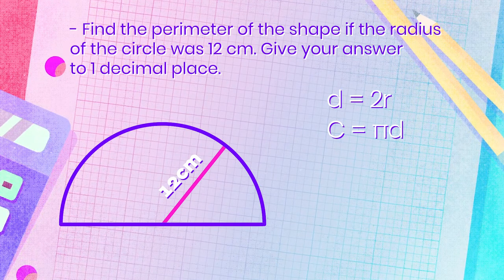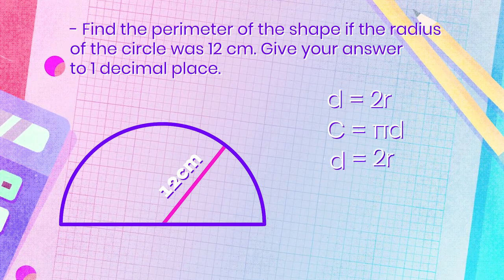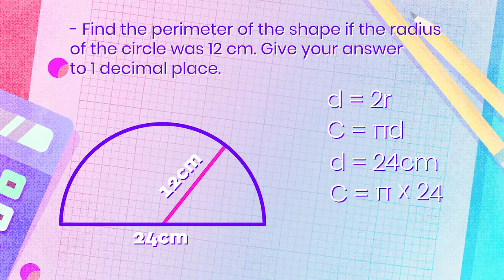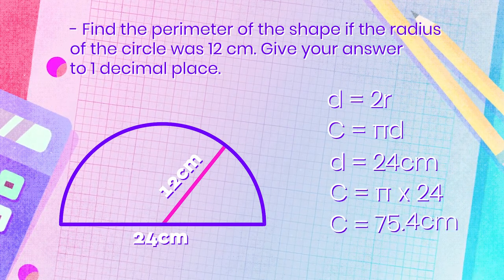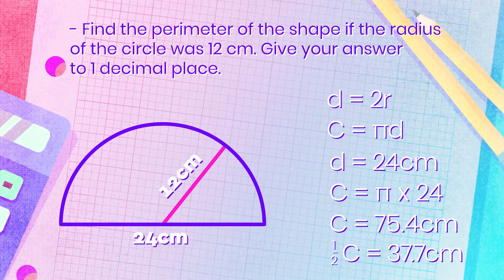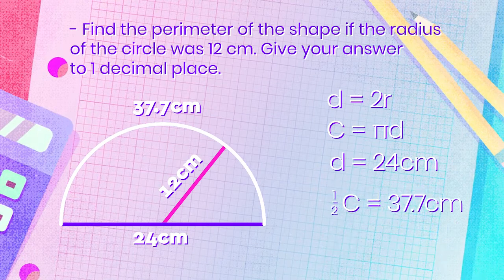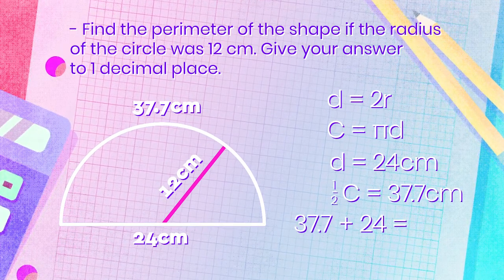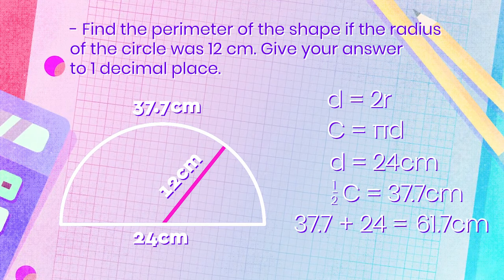The actual calculations are as follows. First, find the diameter, which is 24 centimeters. Then find the whole circumference, which is 75.4. Half the circumference, which is then 37.7. And finally, add the straight line length to this value. So our answer is 61.7 centimeters to 1 decimal place. Be careful, as many students forget to do the last part of this question and forget to add the length of the straight line to get the perimeter.